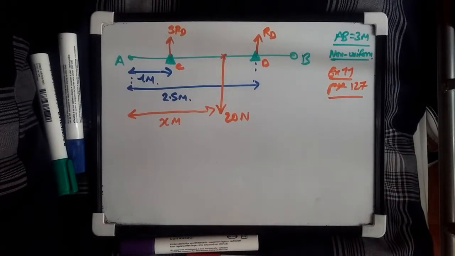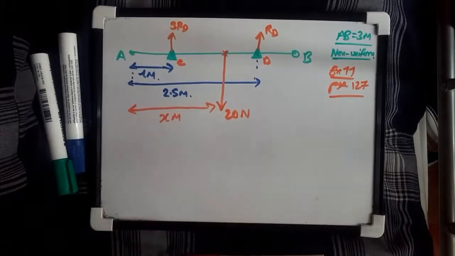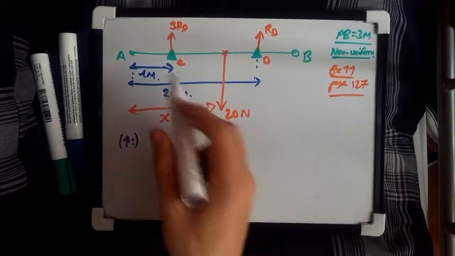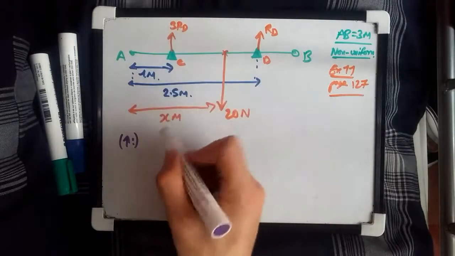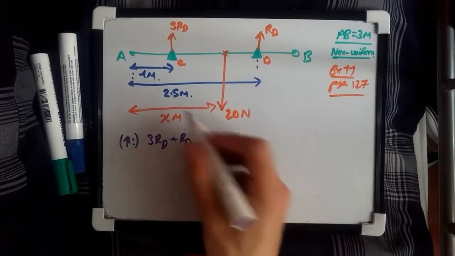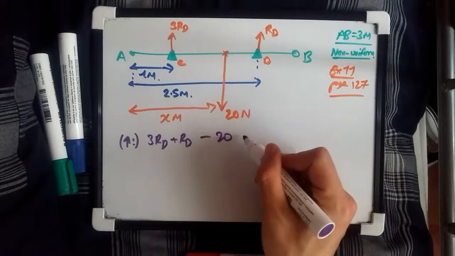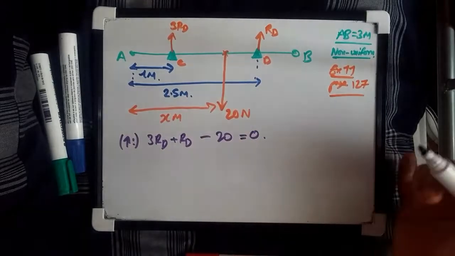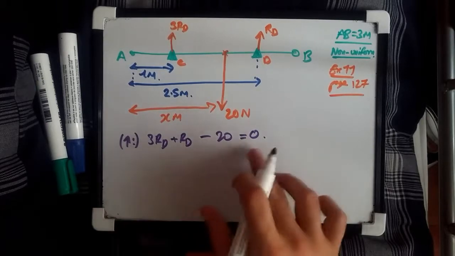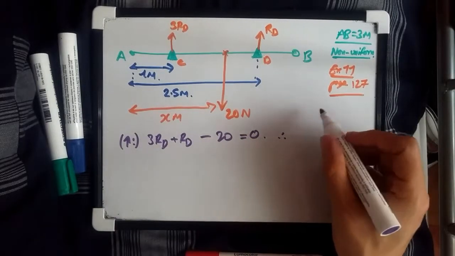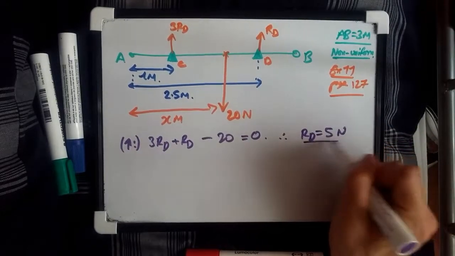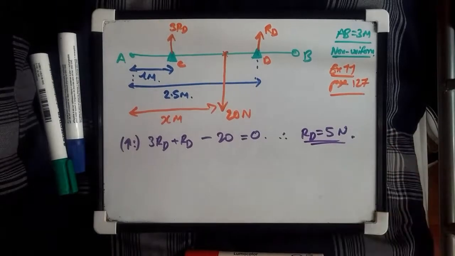Alright, so now all we're doing is resolving, so this is going to be dead easy. Resolving upwards, what do we have? We sum up the top set, so we've got 3RD plus RD, and I'll subtract the bottom, minus 20 newtons, and this equals 0, because it's in equilibrium. Summing these two, you get 4RD. Put 20 on the other side, divide both sides by 4, and you get RD equals 5 newtons. That was quite simple, wasn't it?